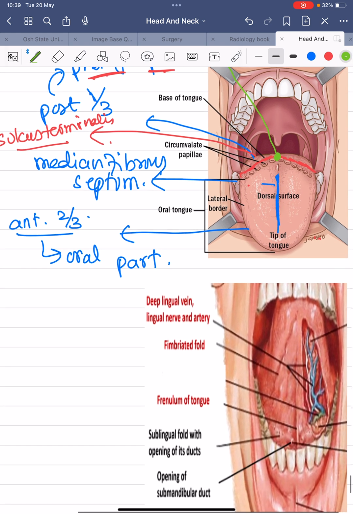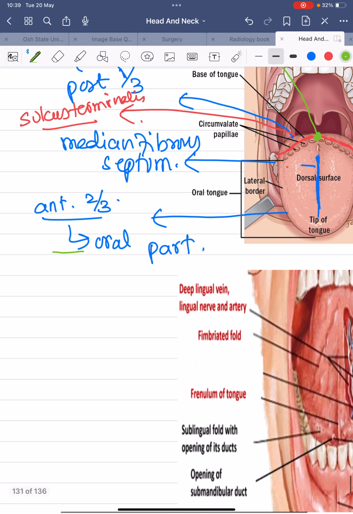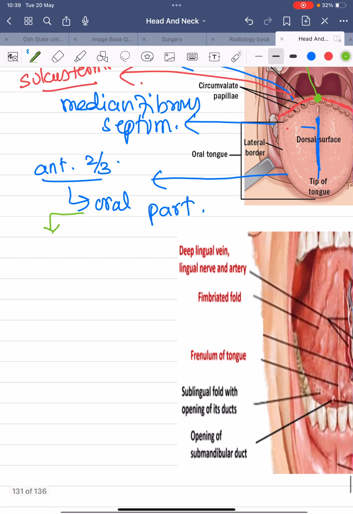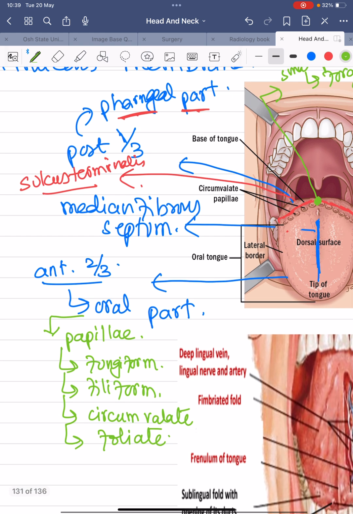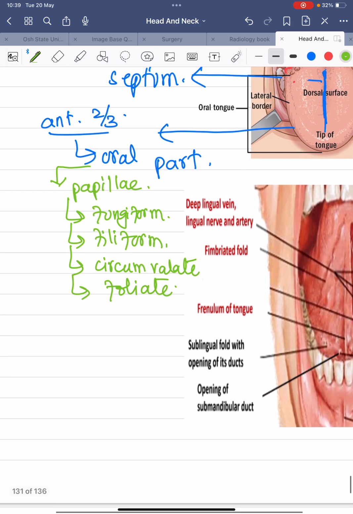Now in the anterior part or oral part of the tongue, please remember, you have various papillae present. They are your fungiform papillae, filiform papillae, circumvallate papillae, and foliate papillae. Please remember, these papillae are absent in the pharyngeal part. They are only present in the oral part.